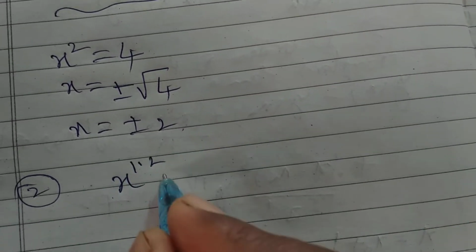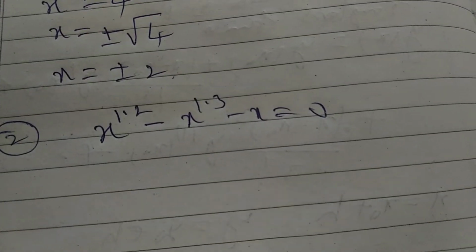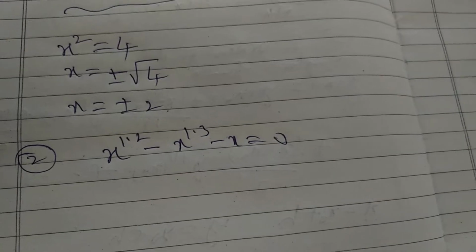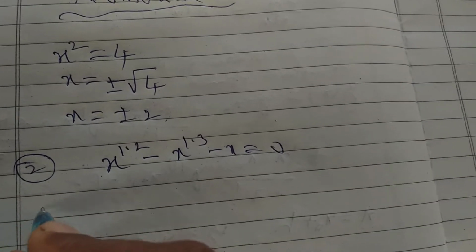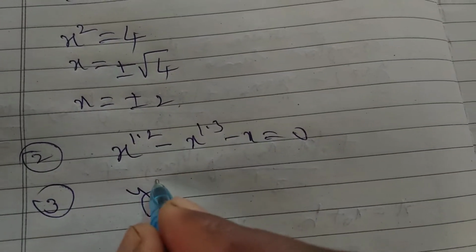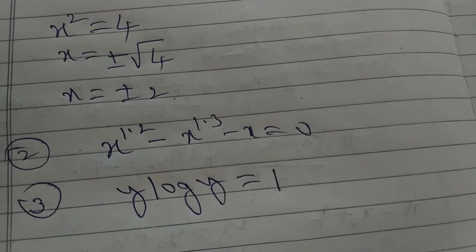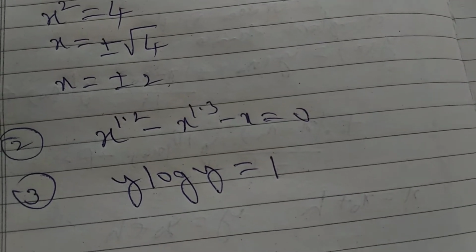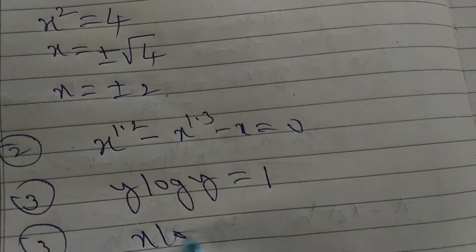Let us take another example: x to the power 1.2 minus x to the power 1.3 minus x is equal to 0. This is one equation. How to solve it? How to find the solution? Another example: y into log x, log y is equal to 1. What is the value of y? Or one more example: x into log x is equal to 1. What is the solution of this equation?